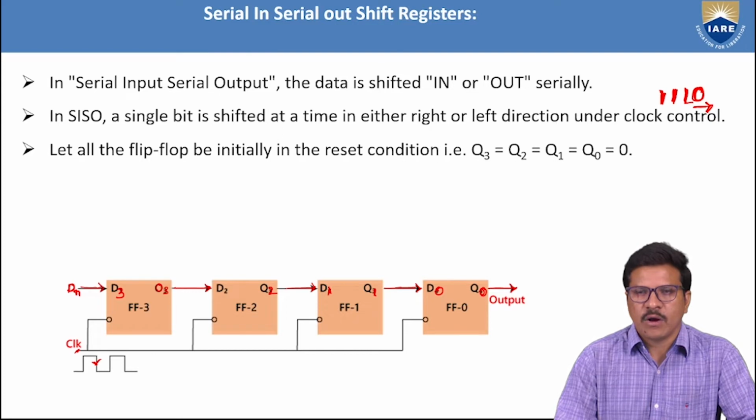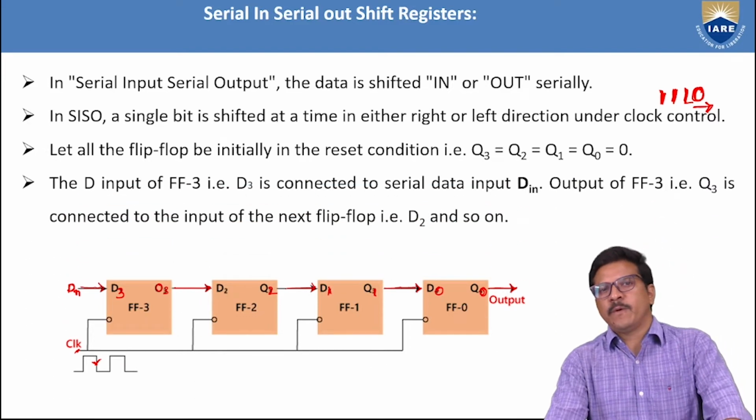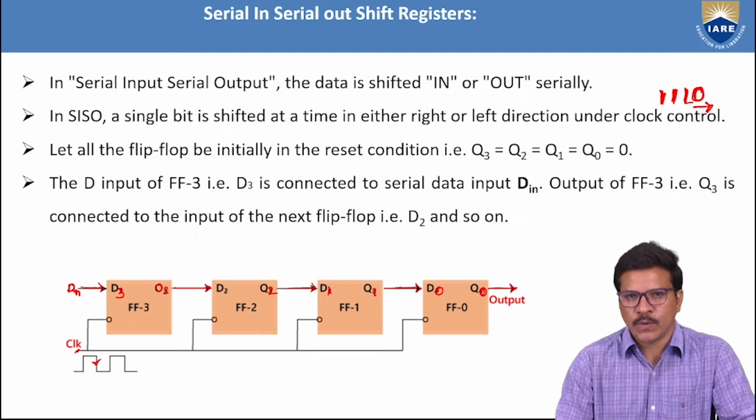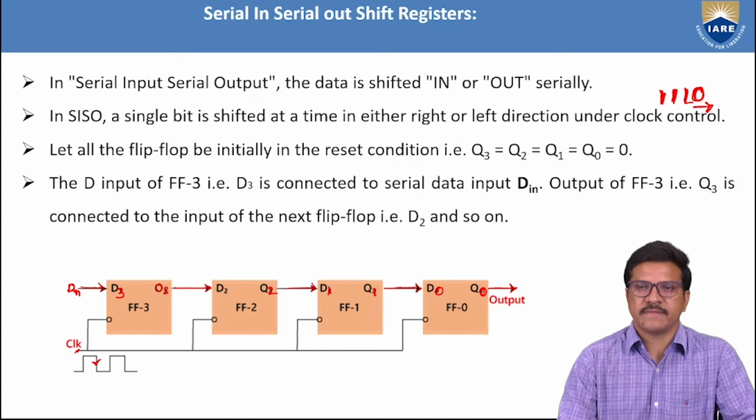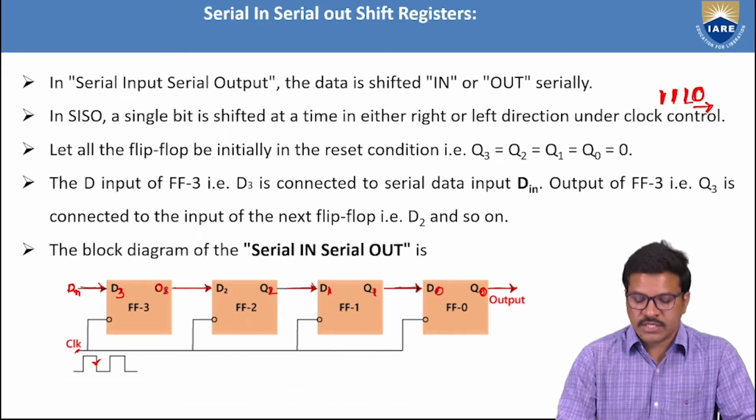Initially, in all modes of shift registers, let us consider this case: let all the flip-flops be initially in the reset condition, that is, all the outputs Q3 = Q2 = Q1 = Q0 = 0. The D input of F3, that is D3, is connected to the serial data input. The output of F3 is connected to the input of the next flip-flop, and so on, so that we can make the serial in serial out shift register. This is the block diagram for the serial in serial out shift register.